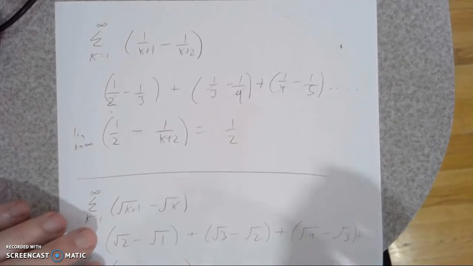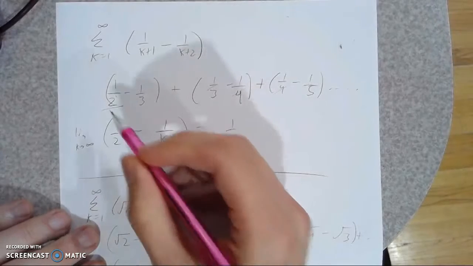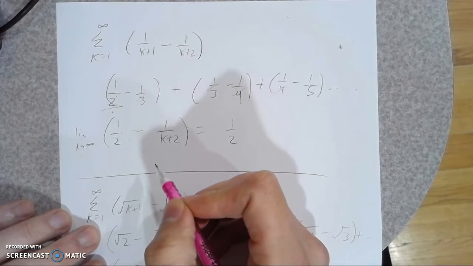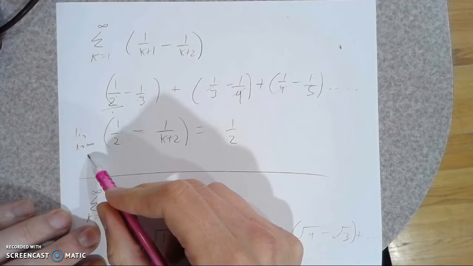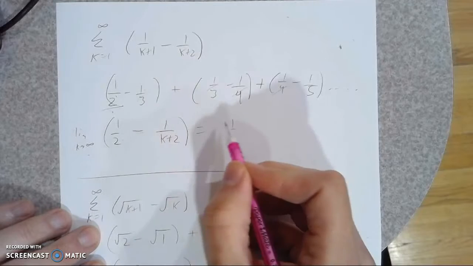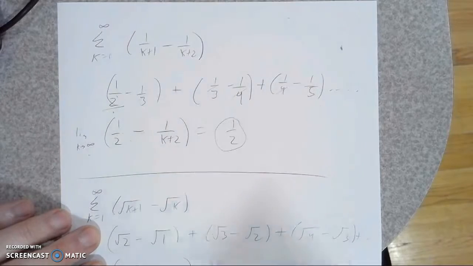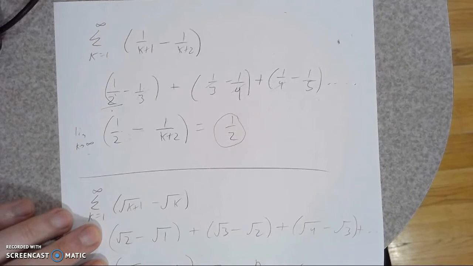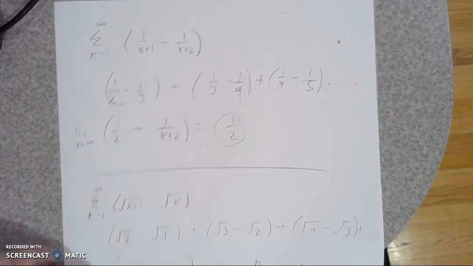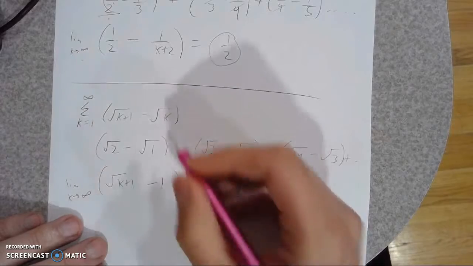So in the end, all that you're going to be left with is the very first term, 1/2, and the very last term, 1 over k plus 2. As you let k go to infinity, this 1 over k plus 2 is going to go to 0, and the sum of this thing is just going to be 1/2. Okay? Let's look at another telescoping series.